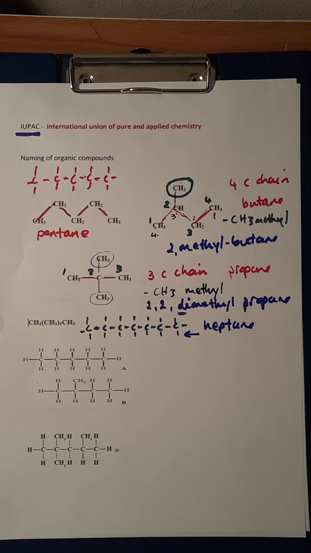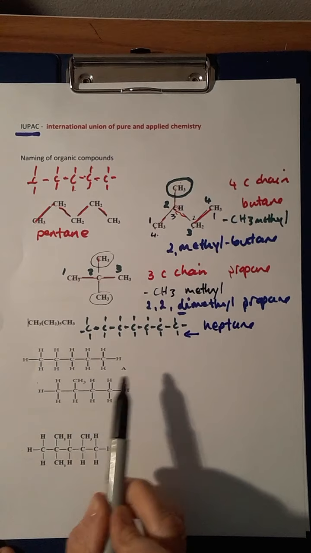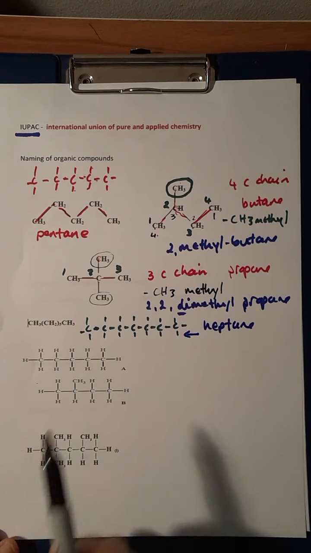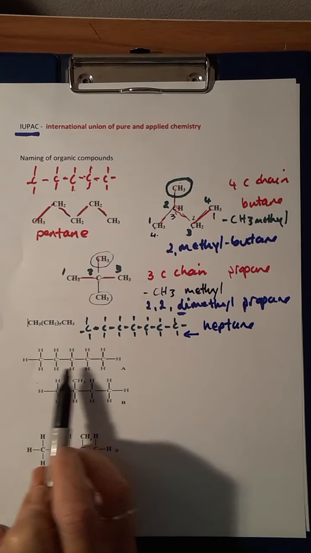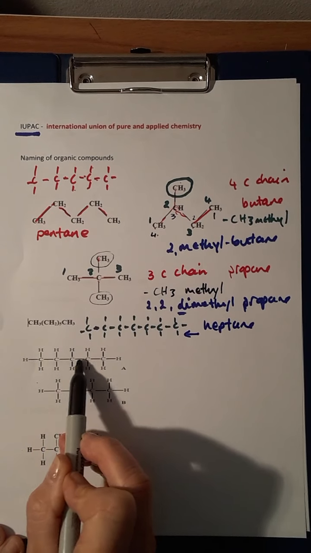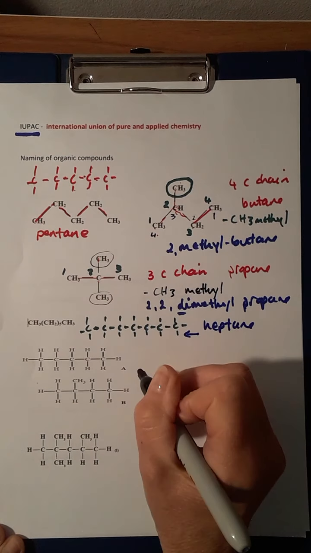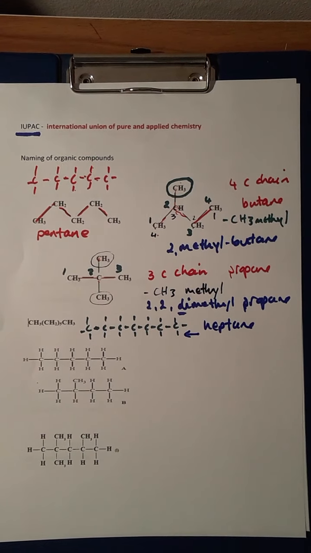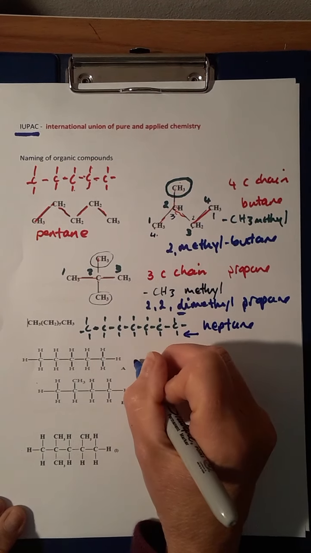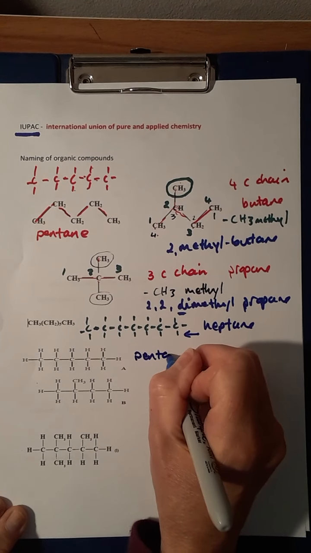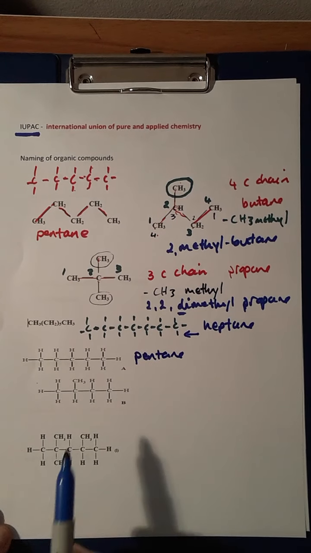Okay, let's look at the next one. Again, this is just a straight chain. 1, 2, 3, 4, 5. A straight hydrocarbon chain. It's obvious, nothing strange is happening there. All carbon-carbon single bonds. 5 carbons means it's pentane. I'm just going to call that one pentane. It doesn't have any substituents attached.